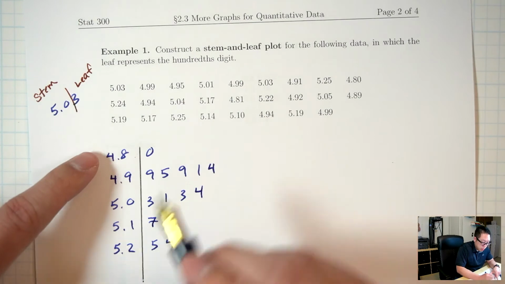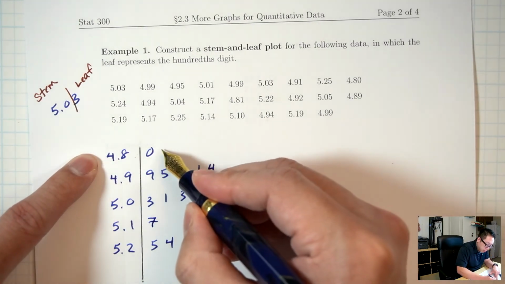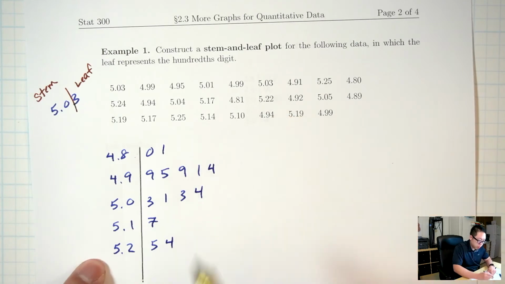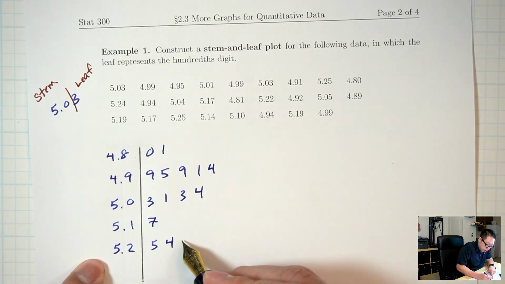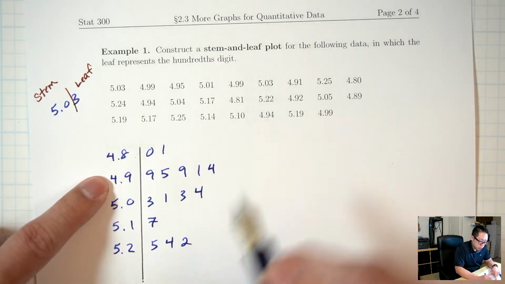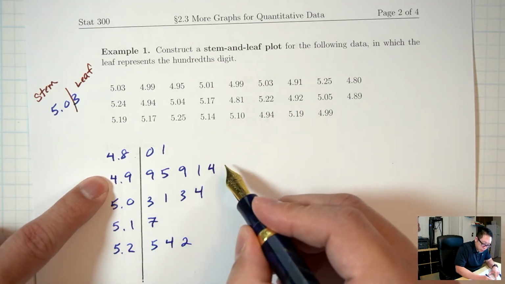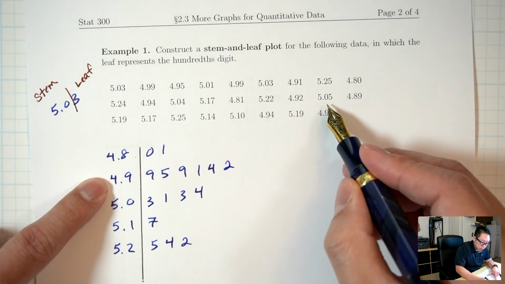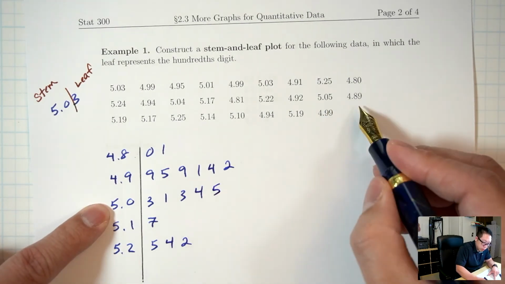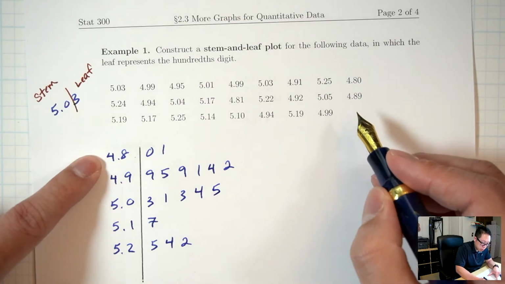4.81 goes with the 4.8, last digit is 1. 5.22 goes with the 5.2, and last digit is 2. 4.92 goes with the 4.9, so that's going to be a 2 there. 5.05 goes with the 5.0, it's 5. 4.89 goes with the 4.8.